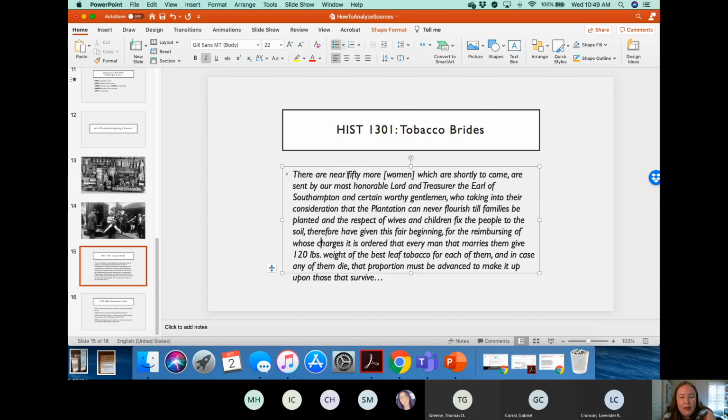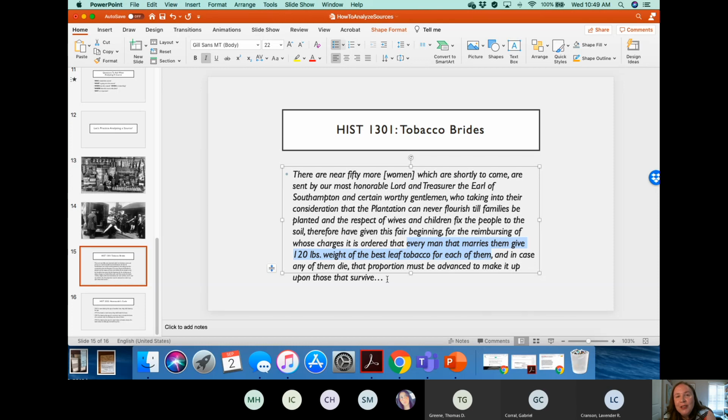They're shipping women. In this case, they're saying, we're going to ship more women to you in the future, to Jamestown. And they're shipping them to get married, right? And they're saying for every man that marries one of these women shipped over, what do they have to give up? I highlighted it.